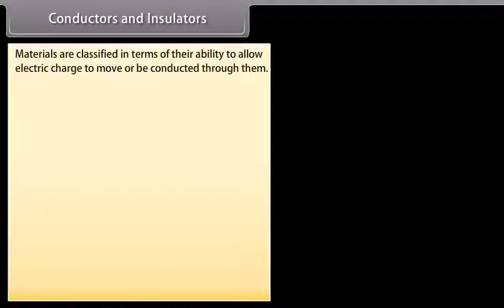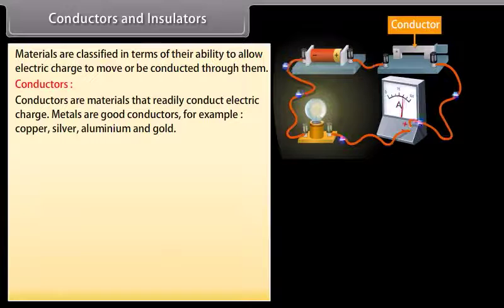Conductors and insulators. Materials are classified in terms of their ability to allow electric charge to move or be conducted through them. Conductors are materials that readily conduct electric charge. Metals are good conductors, for example, copper, silver, aluminium, and gold.